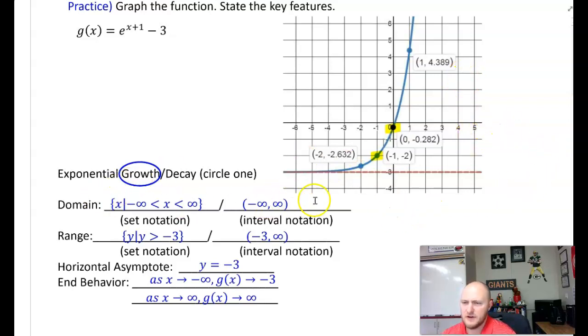Our domain, -infinity to infinity. Range, -3 to +infinity. Horizontal asymptote is y equals -3. And then our end behavior on the left side, as x goes to -infinity, the function is approaching -3. And as x goes to +infinity, g of x is approaching +infinity.